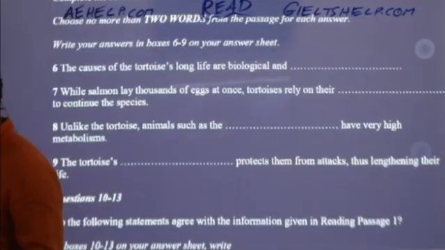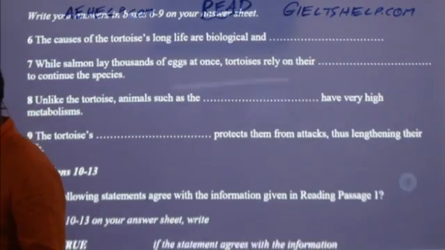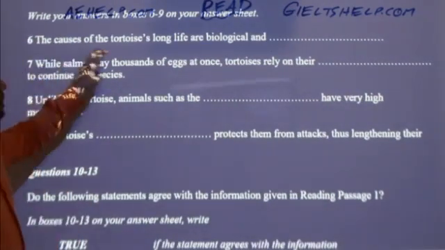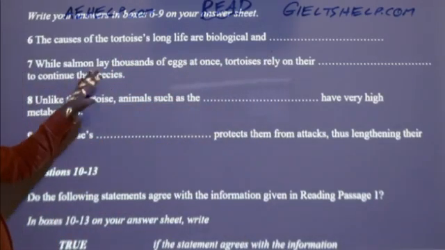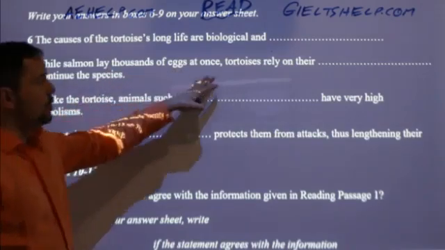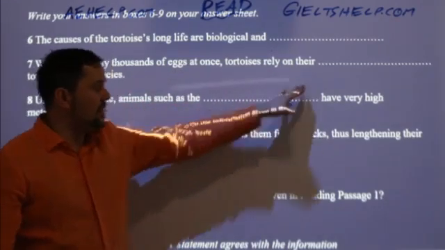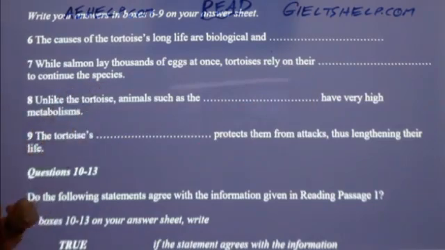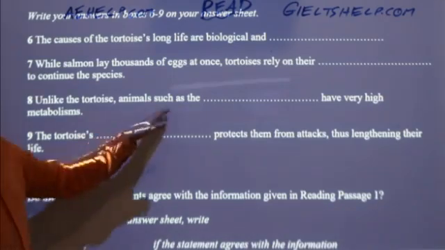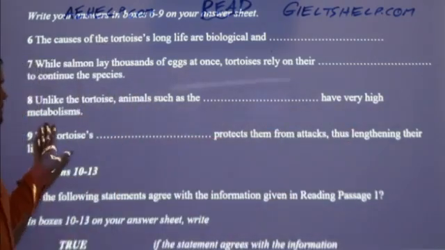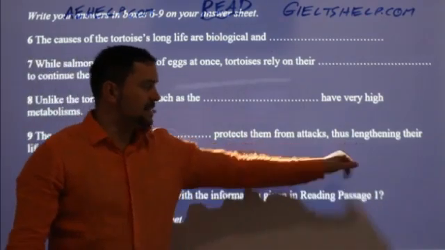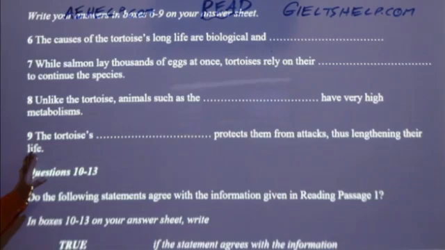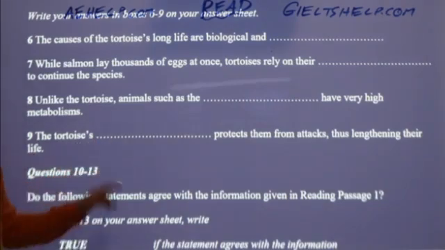These are short answers. The causes of the tortoise's long life are biological, and while salmon lay thousands of eggs at once, tortoises rely on their to continue the species. Unlike the tortoise, animals such as the have very high metabolisms. The tortoise, something protects them from attacks, thus lengthening their life. I would probably guess shell on that one right away.